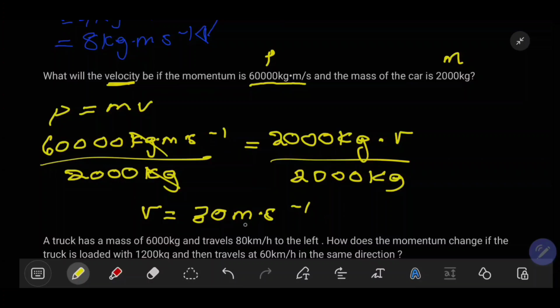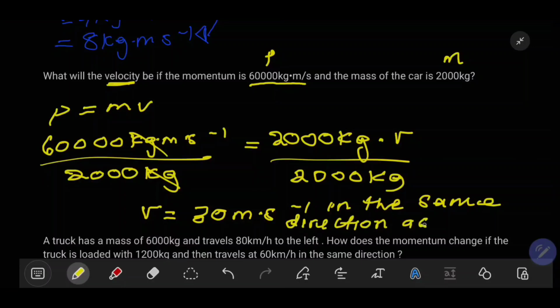So remember, this is velocity and we are not given a direction, whether the car is traveling in the eastern or the western direction, or left or right. So we can say 30 meters per second in the same direction as the momentum. Remember, this is a vector quantity, magnitude and direction.